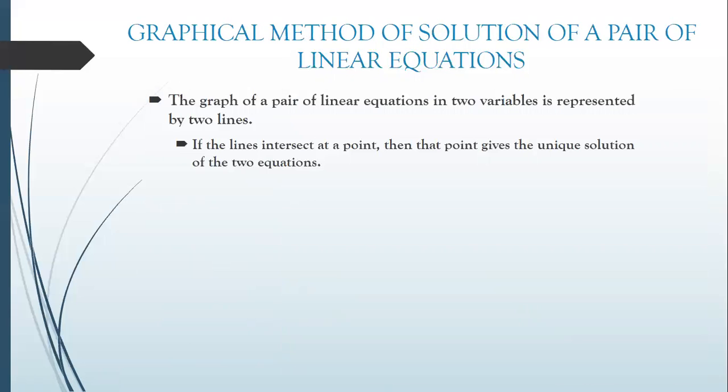The graph of a pair of linear equations in two variables is represented by two lines. If the lines intersect at a point, then that point gives the unique solution of the two equations. So whenever we are considering two lines, if they cut each other at a single point, then that point is called the solution of those two equations. For a single line, every point on the line was a solution. For two lines, the common point of these two lines will be the solution.